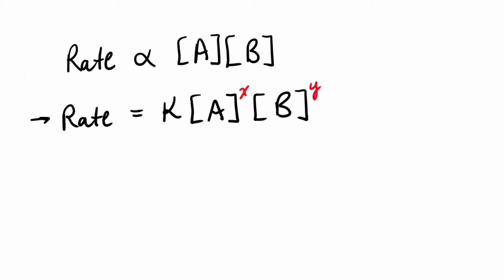Now it's important to remember that we can't know the value of the exponents x and y beforehand. Those are determined by experiment. They are not the stoichiometric values of those reactants. The sum of the exponents also turns out to be a really useful piece of information. That's what we call the order of the reaction.